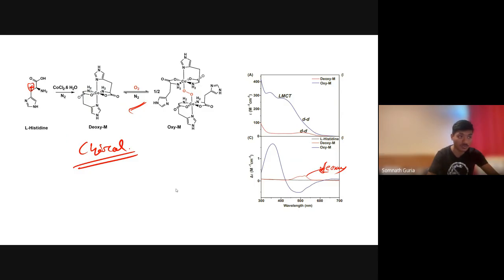from the oxy form. In the oxy form, we get another kind of d-d transition. This is the oxy form of the cobalt complex.